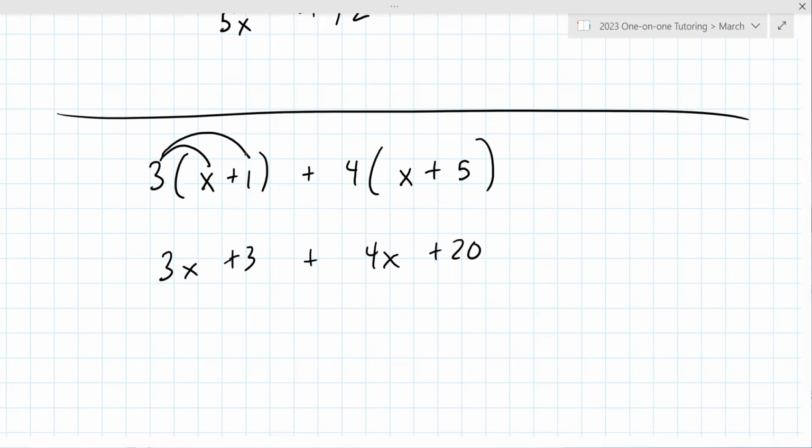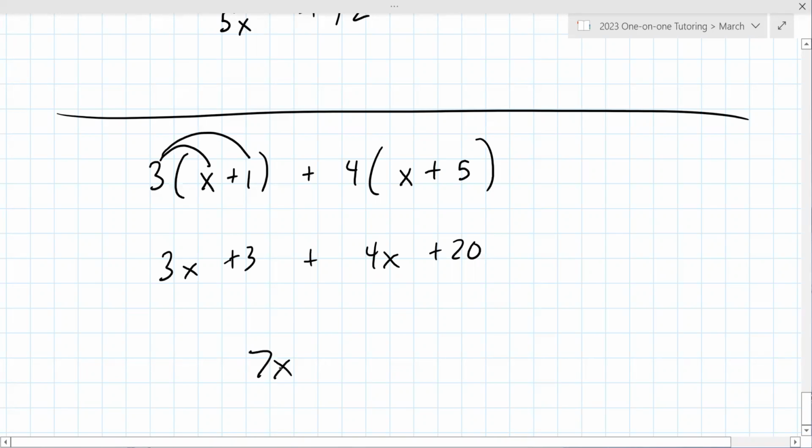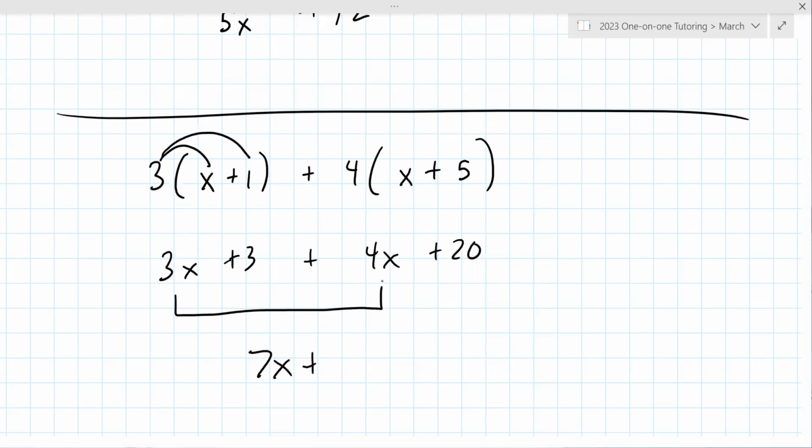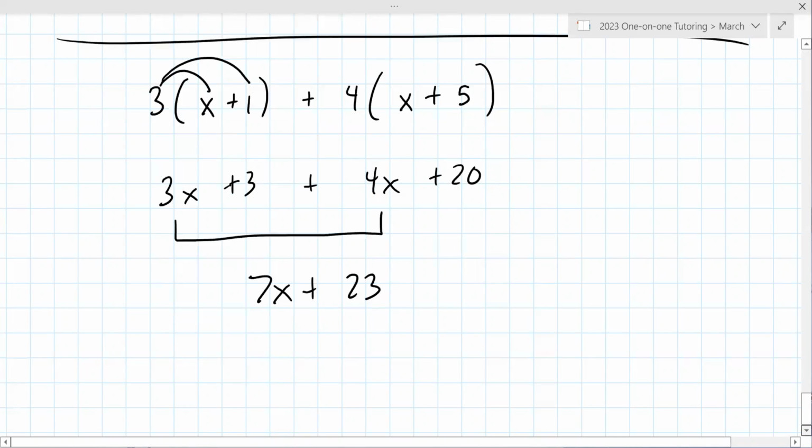So 3x plus 3, that's 6x plus 24? No, 7x. You're combining the 3x and the 4x. Oh, okay. So they both have an x. So I see the order that you do this. So 7x plus 23. That's it. Yes. So let's try one more here, see if you got it.